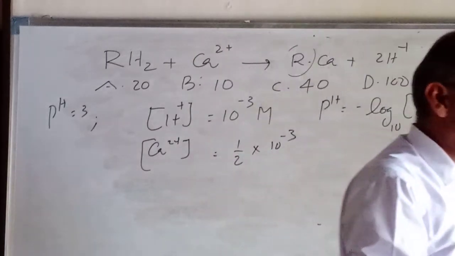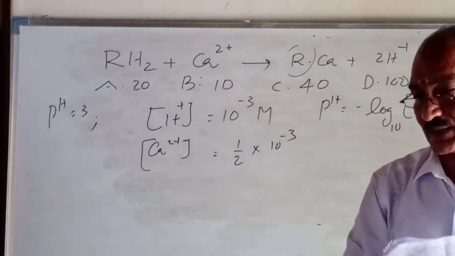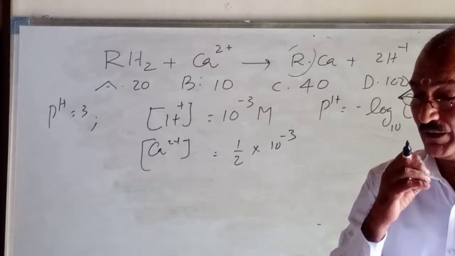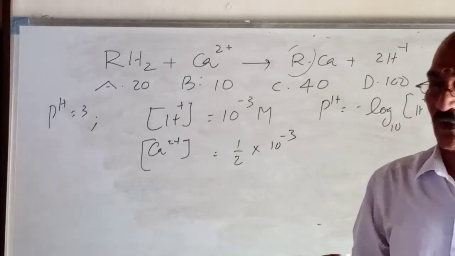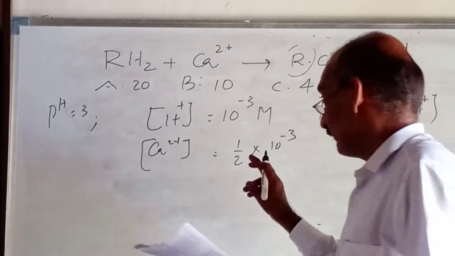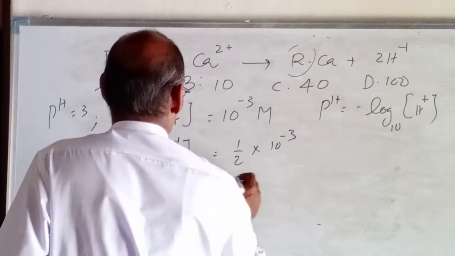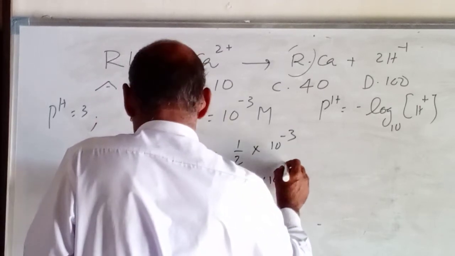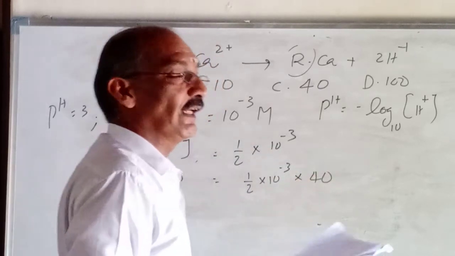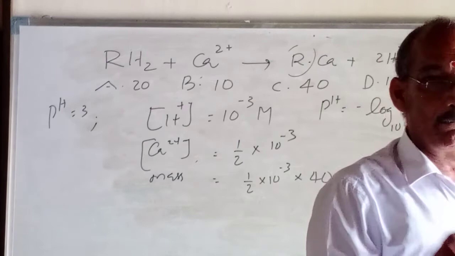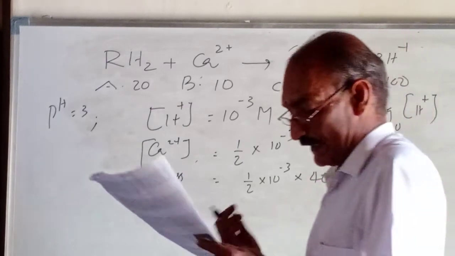But we want mass, because parts per million is 10 raised to 6 and percentage is on the basis of mass of the given substance only. So we want to change this number of moles to mass. Therefore, mass is equal to 1 by 2 into 10 raised to minus 3 into 40. What is 40? Atomic mass of calcium.